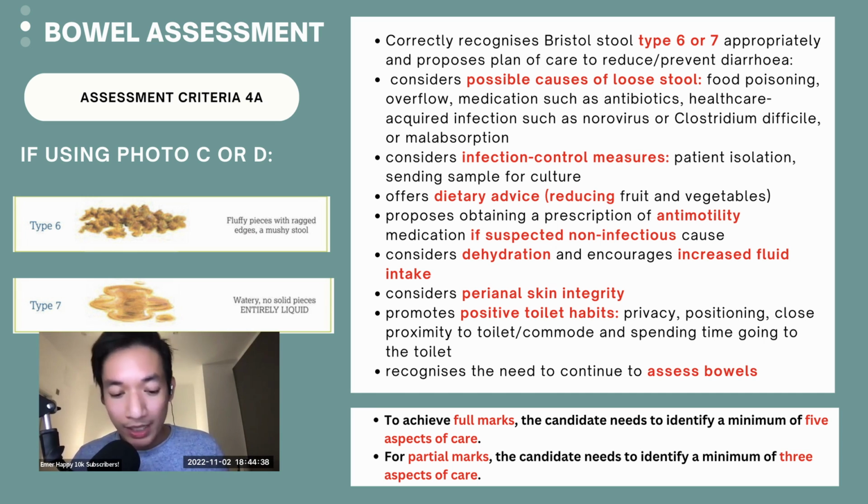Okay, the marking criteria is basically telling us the answers already. You just need to identify what type that is on the examination. All right, so let's go through the answers. Number 1 is, of course, considers possible causes of loose stool. So that could be food poisoning. I don't know if you ever experienced food poisoning before.